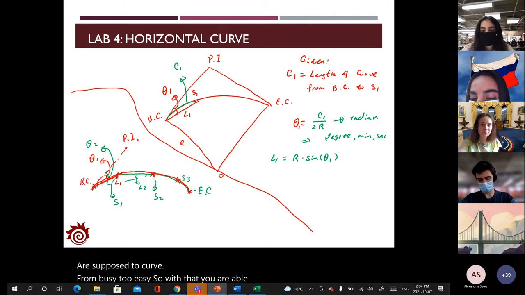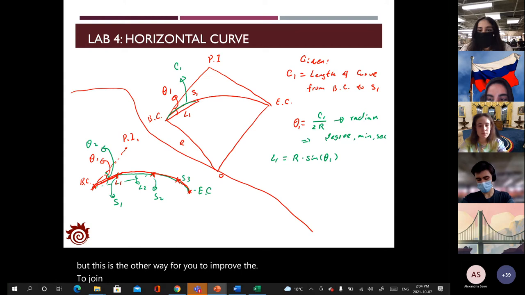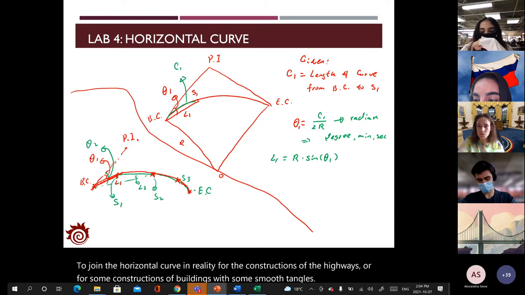Of course, it takes a lot of time for you to find out the accurate angle, but this is the way for you to join the horizontal curve in reality for the construction of highways or for some constructions of buildings with some smooth angles. So that's the way for you to do the lab experiment.